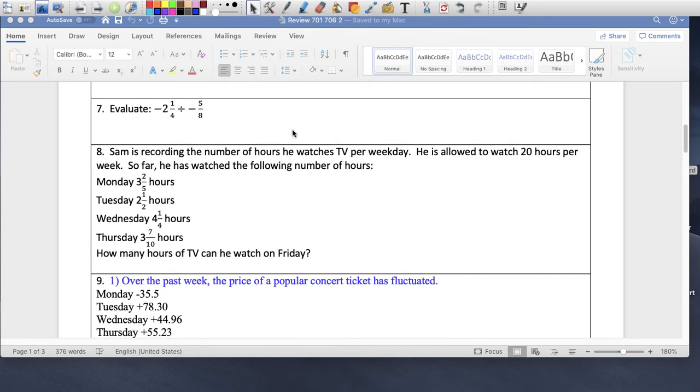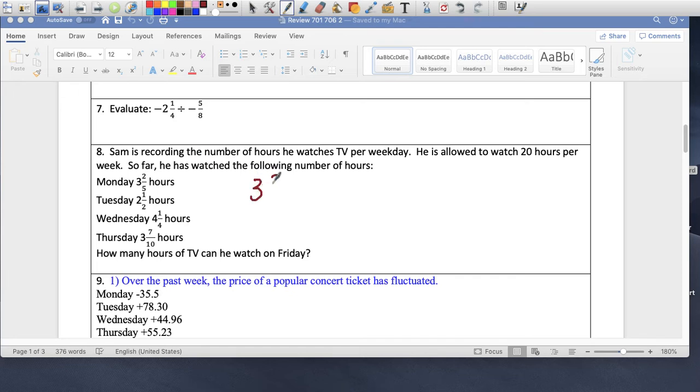Number 8. So Sam is recording the number of hours he watches TV per weekday. He's allowed to watch 20 hours per week. So far, he has watched the following: Monday 3 and 2/5, Tuesday 2.5, Wednesday 4 and 1/4, and Thursday 3 and 7/10. So how many hours can he watch on Friday? How much is left over for him to watch? So you would have to add all these, right?